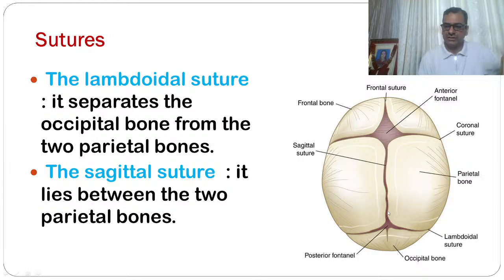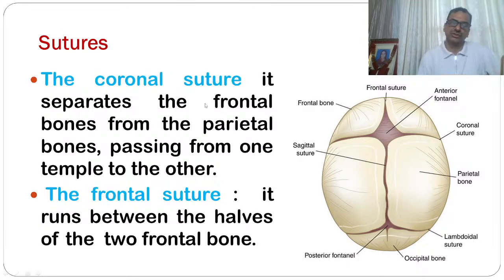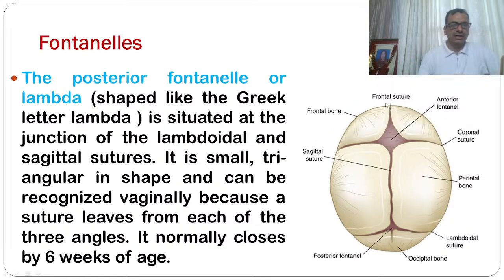So at the center there will be the sagittal suture, and then the coronal suture. It separates the frontal bone from the parietal bone, passing from one temple to another. In this picture you can see this is the coronal suture, and then last is the frontal suture. It runs between the halves of the two frontal bones. Then there are two fontanelles, one posterior and one anterior.